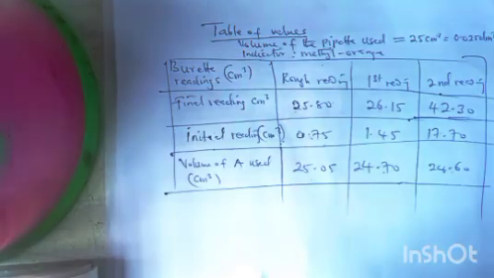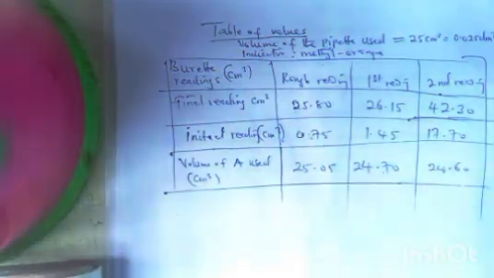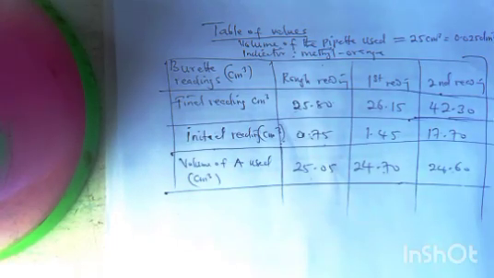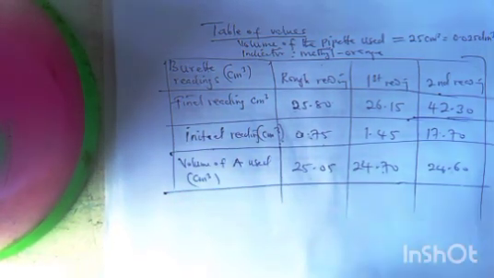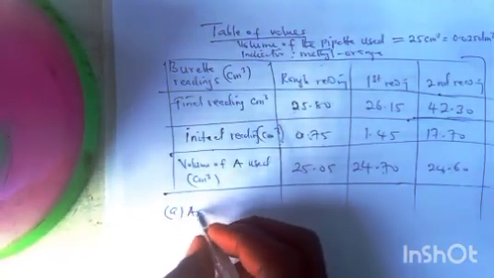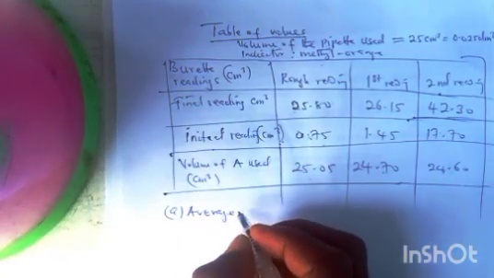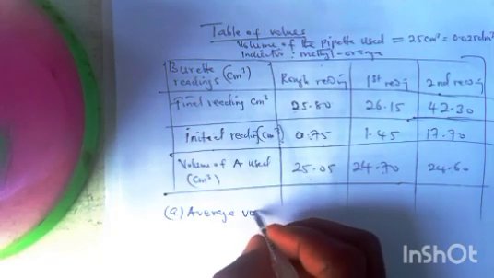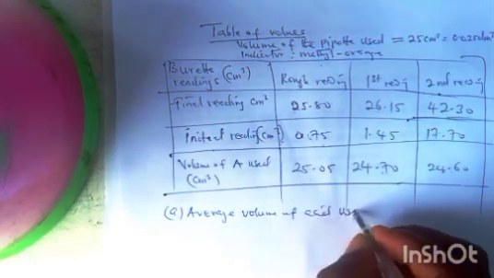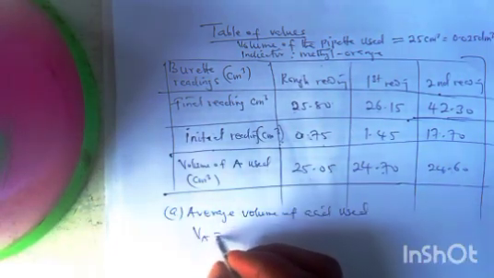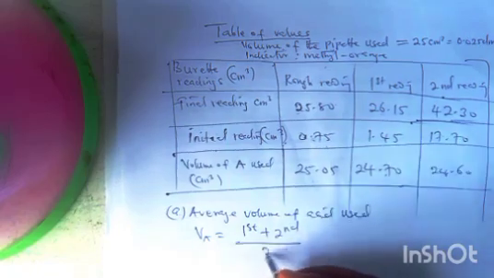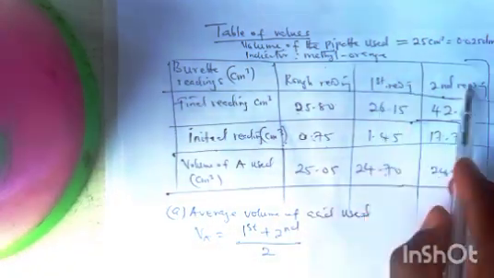So at the end of the day, we'll look for the volume of what? Acid used. The average volume of acid used in this question. Therefore, we'll now check the average volume of acid. The average volume of acid used, which is VA, is equal to the first reading plus the second reading, divided by 2. Why are we using 2? Because we did the first and second, which is 1, 2.